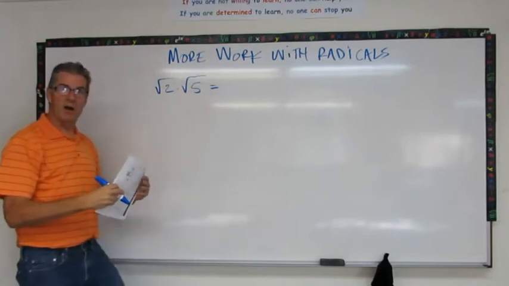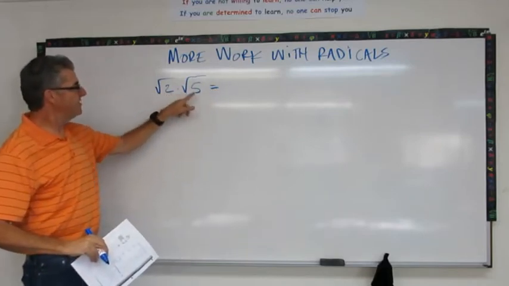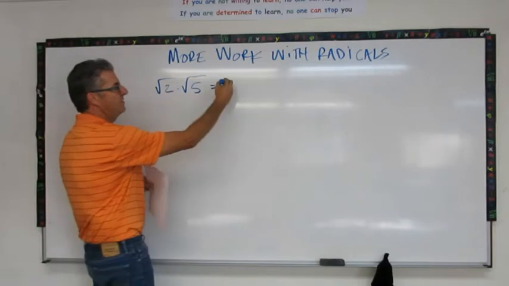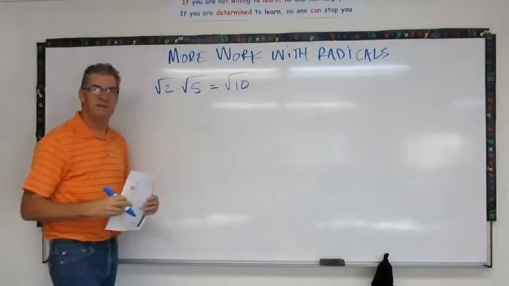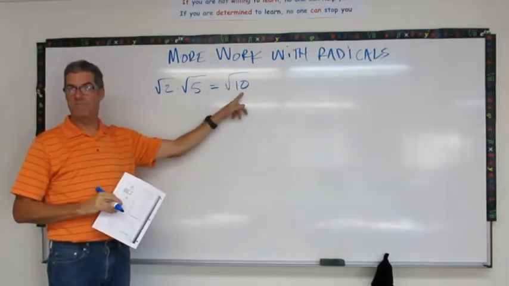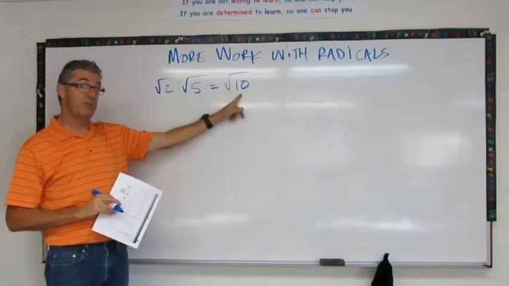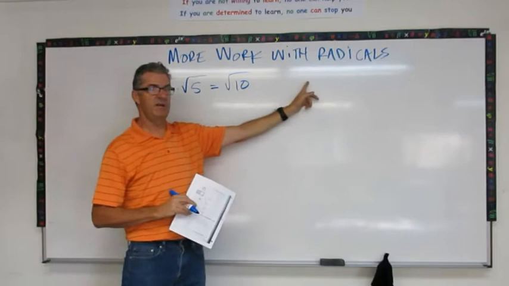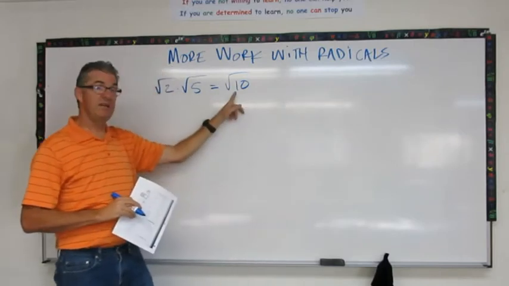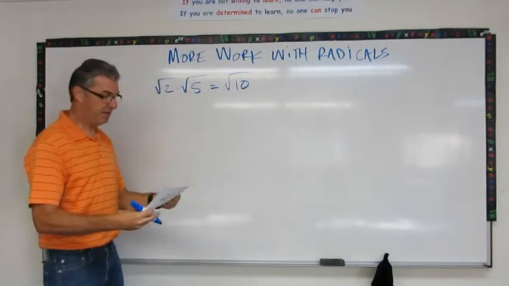So you remember from our previous lesson, I just multiply these two under the root sign and I would get root 10. Is 10 a perfect square? Nope, we can't get it out, so we are done. Resist the urge to put that in a calculator and give me a big long decimal. We want to keep it in root form, okay?